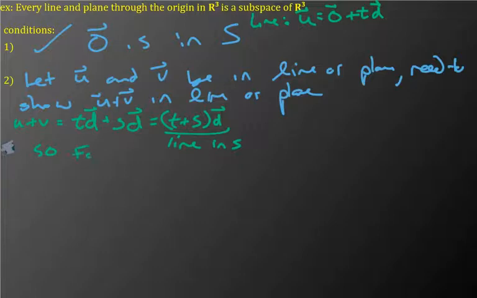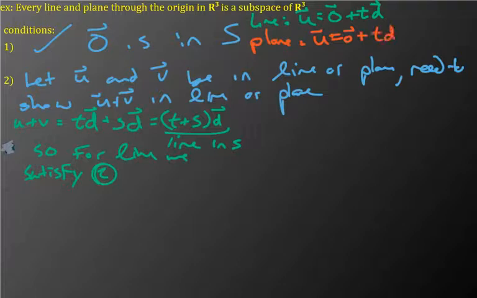This means that for lines we satisfy the second condition, okay? And then for a plane, I'm just going to do this up here, we would have some u equals the zero vector plus t d1 plus s d2. And it's just the vector form of a plane where those are direction vectors. And basically the proof is the same thing.